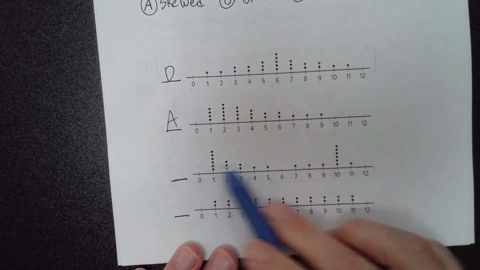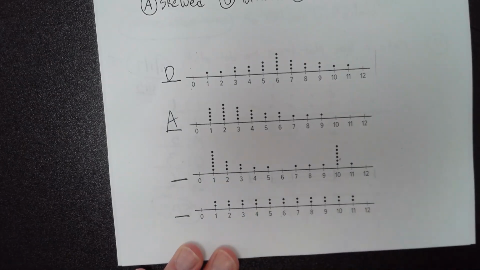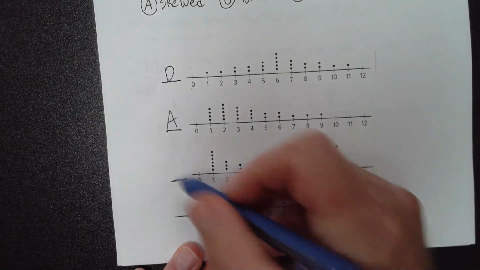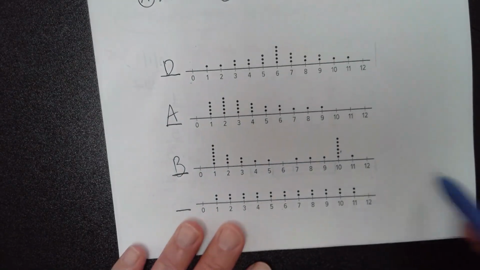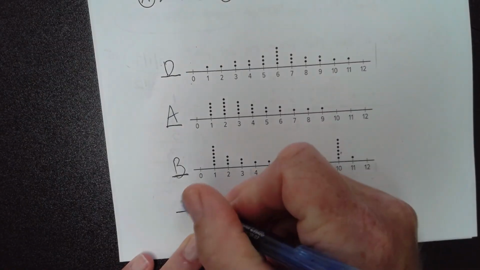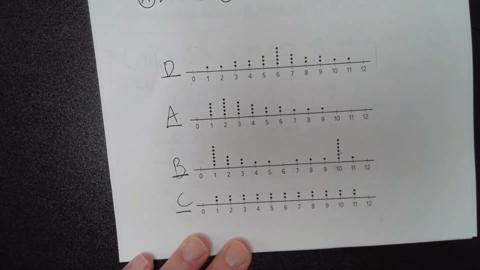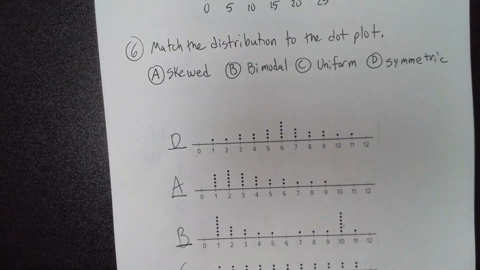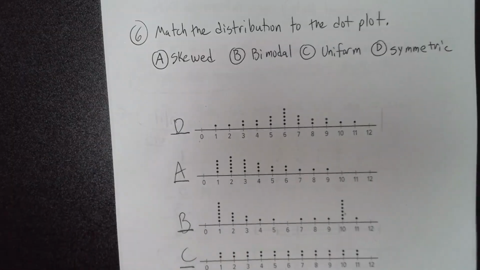Bi means two, like bicycle, so there's two most frequent values, so it's bimodal, so that would be B. And uniform is all the same. Like if we put a uniform on all of you, like a private school where everybody has a uniform, they're supposed to all look the same. Or football uniforms or whatever.